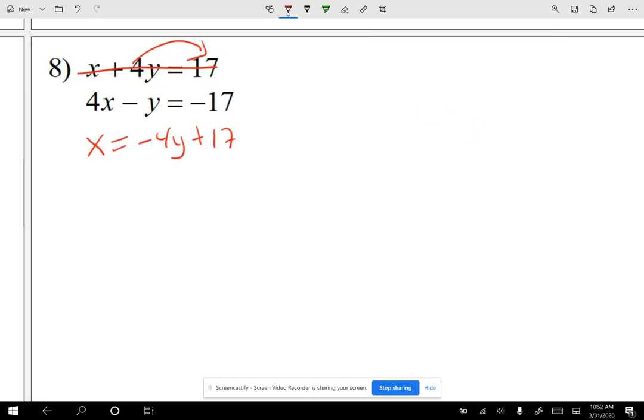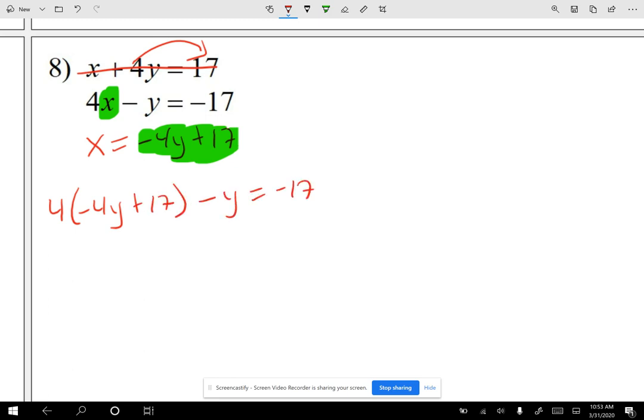So I have this. Everything that X is equal to, I'm going to replace it for the X in this other equation. And I'm going to use parentheses. So I have a 4, inside parentheses, -4Y plus 17 minus Y equals -17. I distribute the 4 to get rid of parentheses. So I have -16Y plus 68. Right, I just went 4 times 17, minus Y equals -17.